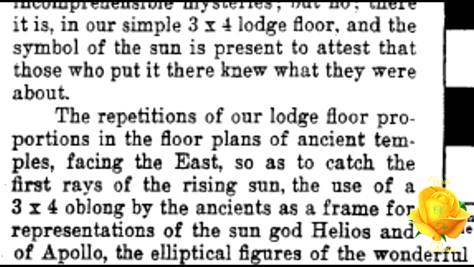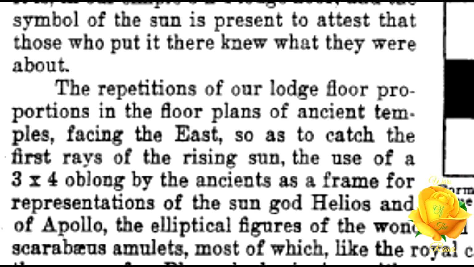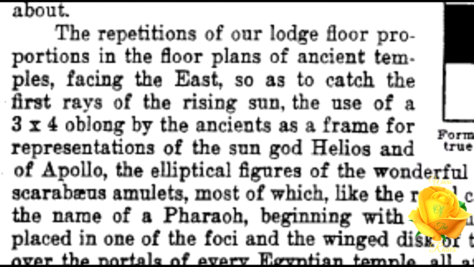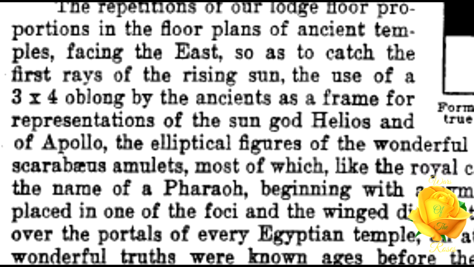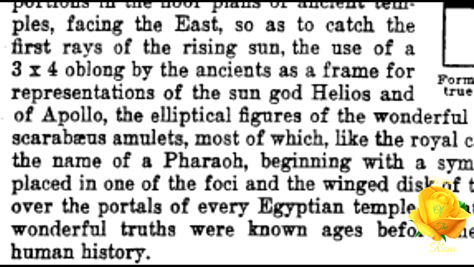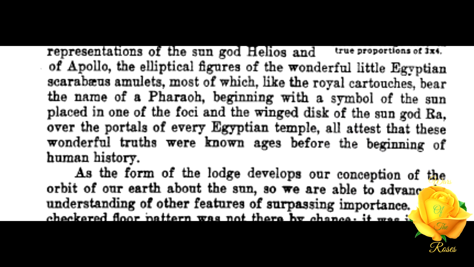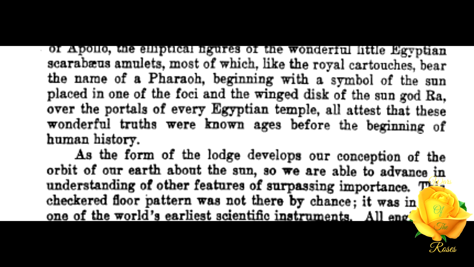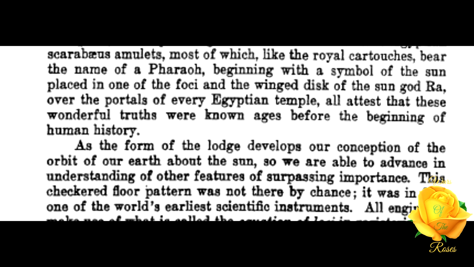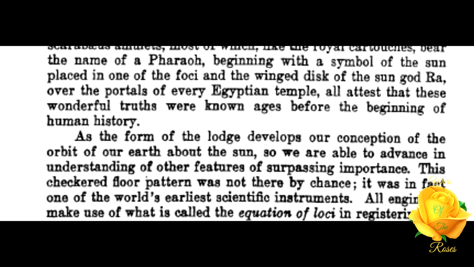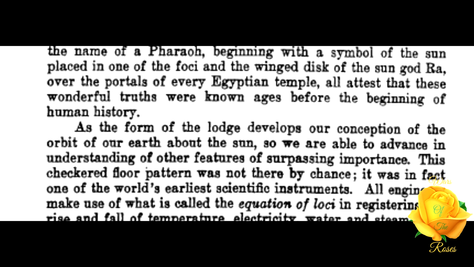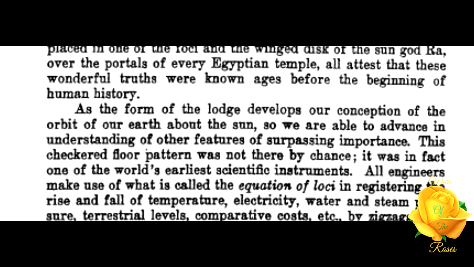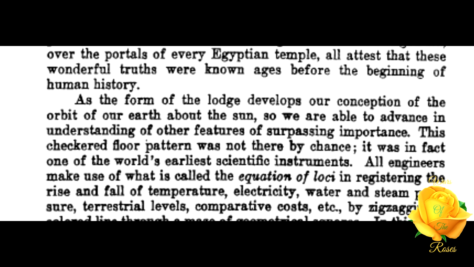The repetitions of our lodge floor proportions in the floor plans of ancient temples facing the east, so as to catch the first rays of the rising sun, the use of a 3x4 oblong by the ancients as a frame for representatives of the sun god Helios and of Apollo, the elliptical figures of the wonderful little Egyptian scarabaeus amulets, most of which, like the royal cartouches, bear the name of a pharaoh, beginning with a symbol of the sun placed in one of the foci, and the winged disc of the sun god Ra, over the portals of every Egyptian temple, all attest that these wonderful truths were known ages before the beginning of human history.